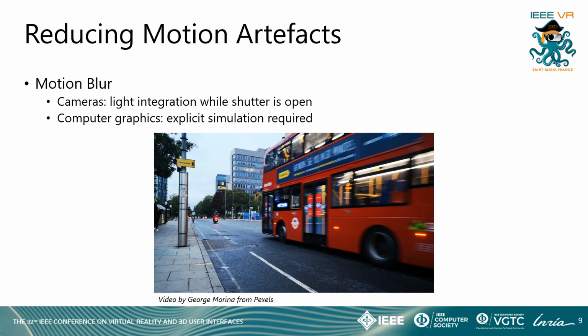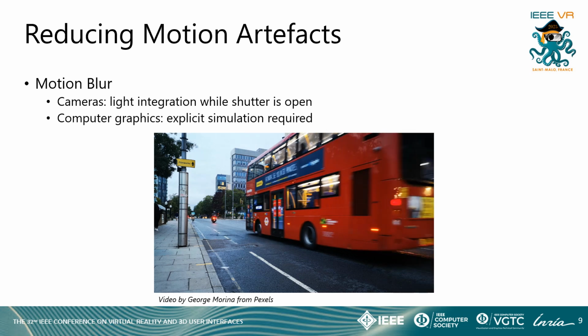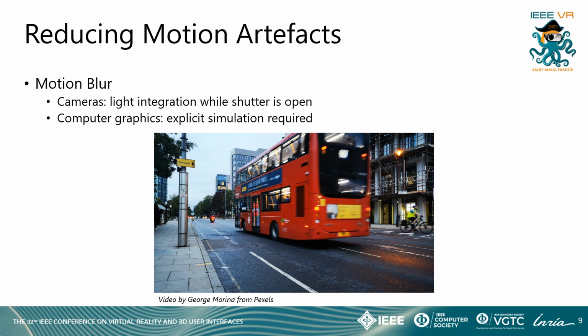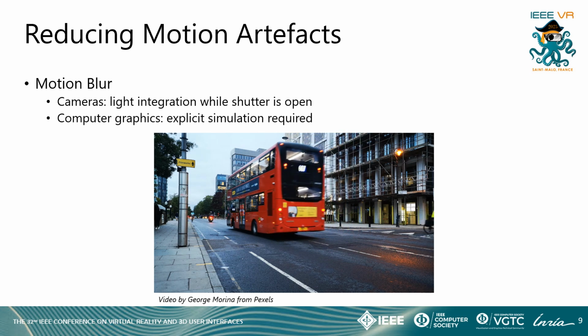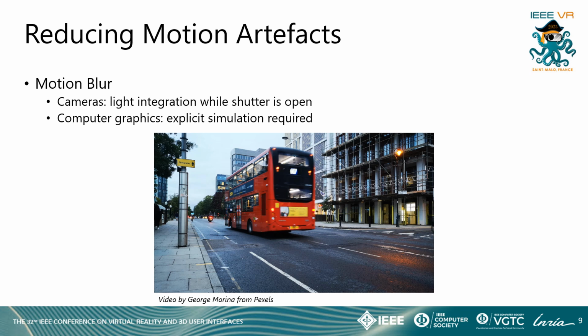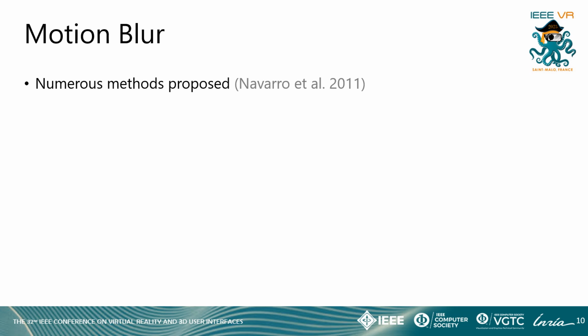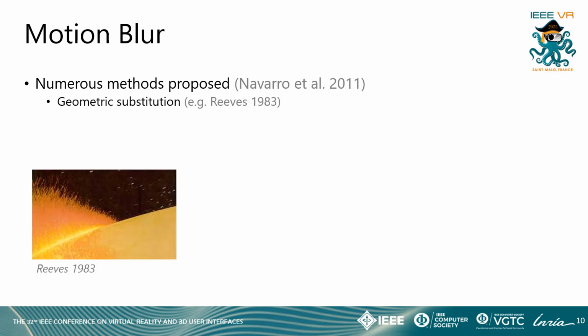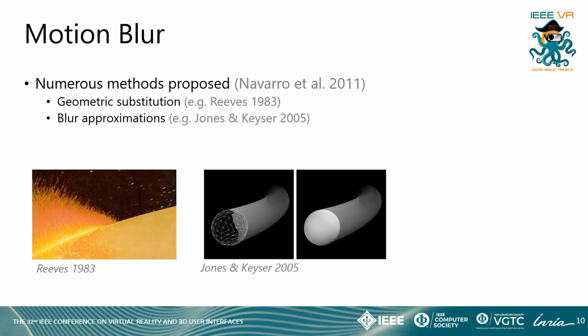Motion blur occurs when moving objects are captured by a camera because the camera's sensor integrates light contributions while the shutter is open, resulting in the object being smeared along its trajectory. In computer graphics, this must be explicitly simulated, since the scene is typically rendered according to the scene state at a single instance in time. Numerous methods for simulating motion blur have been proposed. The geometric substitution approach replaces a moving object with an extended geometric representation that captures its evolution over time, for example by rendering lines instead of moving points. Similar approaches can also approximate motion blur, for example by creating geometry that describes an object's motion silhouette, which can be rendered with an opacity gradient to simulate the smearing effect.